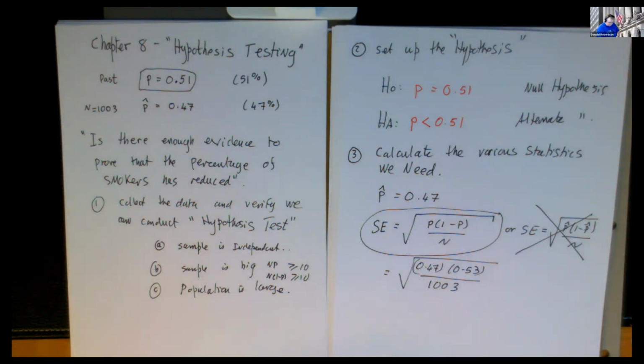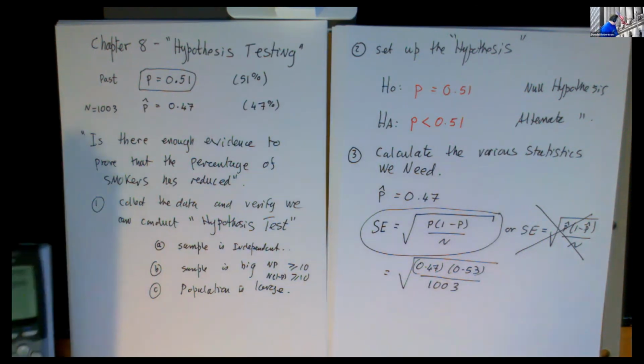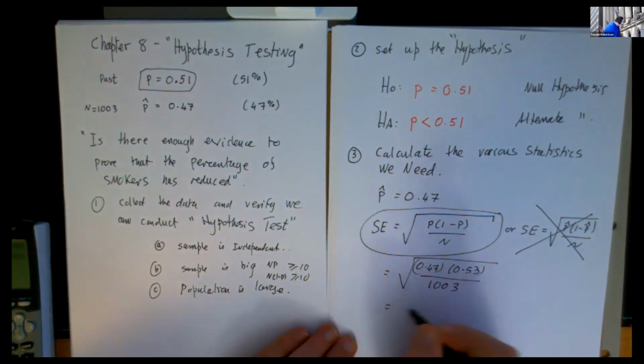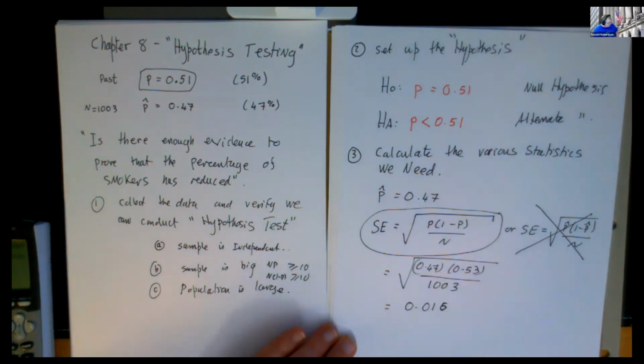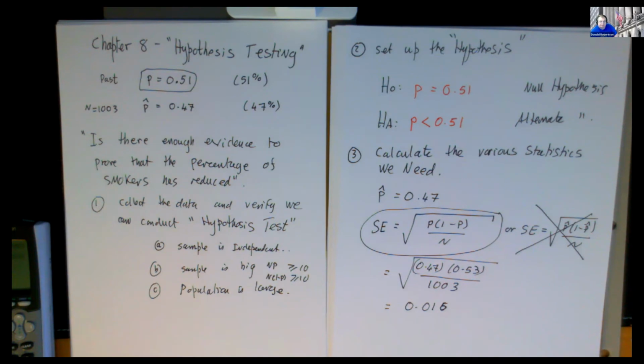I'm just going to do this off screen for speed. So it's the square root of 0.47 times 0.53 all divided by 1003. And the answer I get to 3 decimal places is 0.0157. So there we go, 0.016. Is there any questions about what I've done so far that you want me to maybe clarify?